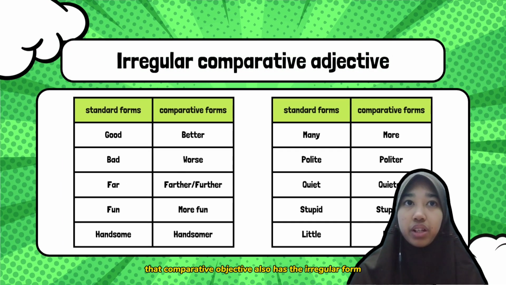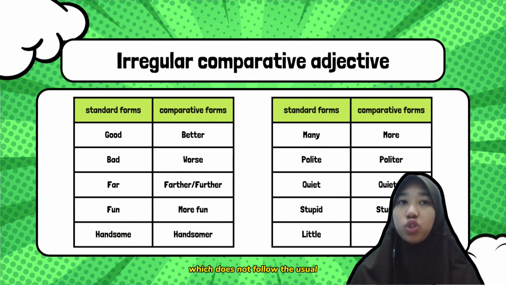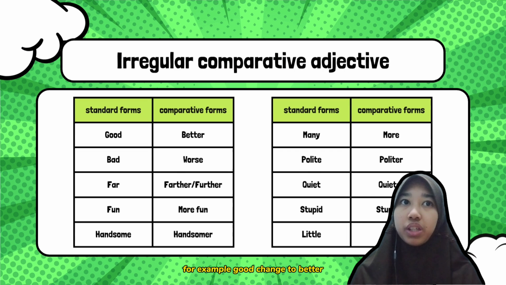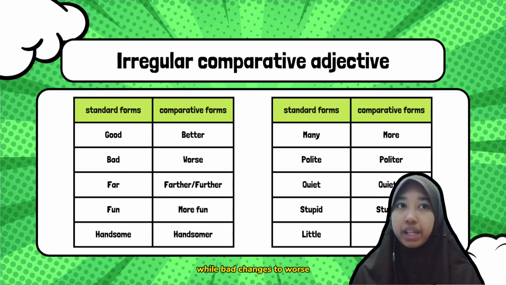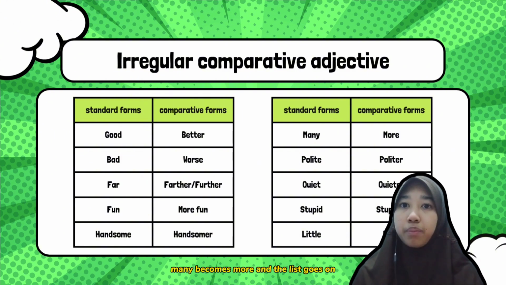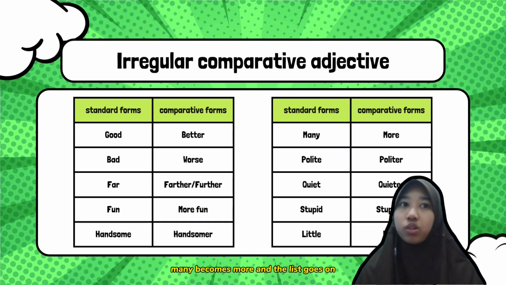Please note that comparative adjective also has irregular forms, which do not follow the usual 5 rules that we have learned before. For example, good changed to better, while bad changed to worse. And fun becomes more fun, many becomes more, and the list goes on.